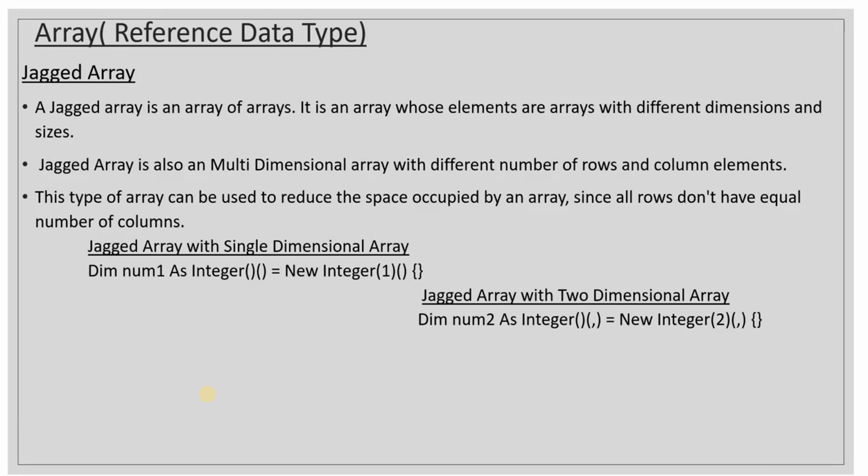Next is a jagged array. A jagged array is an array of arrays. It is an array whose elements are arrays with different dimensions and sizes. A jagged array is also a multi-dimensional array with a different number of rows and column elements. This type of array can be used to reduce the space occupied by an array, since all rows don't have an equal number of columns.